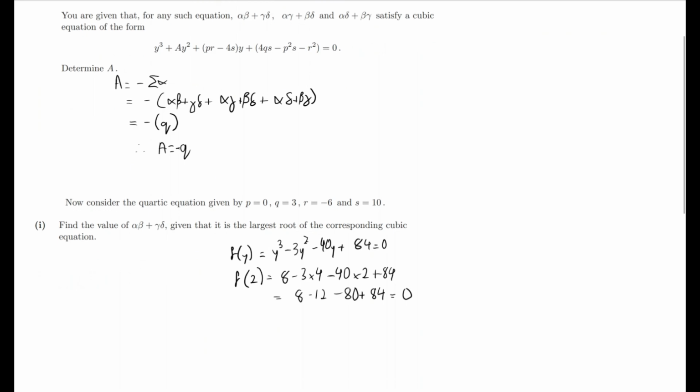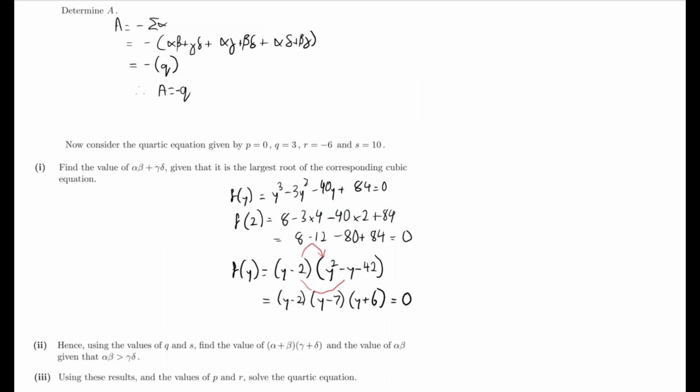So by factor theorem, y minus 2 is a factor, so f of y equals y minus 2 times something. We know the leading term is going to have to be y squared. That's created a negative 2y squared term. We want negative 3y squared, so we're going to do negative y to create that negative y squared, which creates a plus 2y. But we want negative 40y, so we're going to have to subtract 42y. So our last term is going to be negative 42. And that factorizes to y minus 7 times y plus 6.